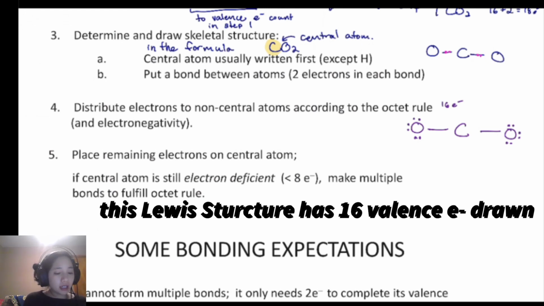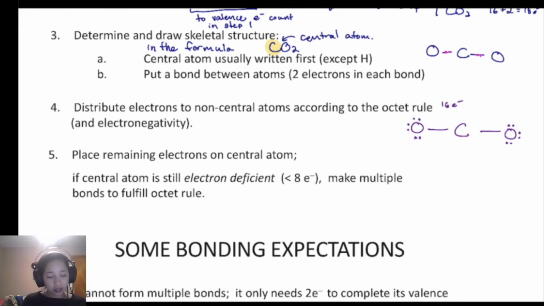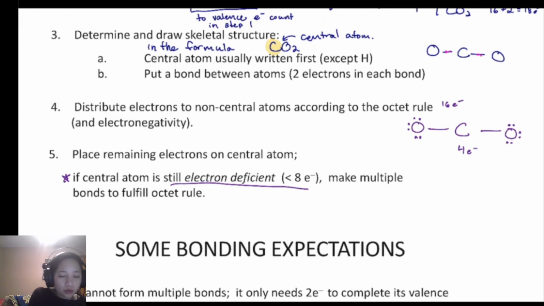So place remaining electrons on central atom. Well, we have no extra electrons. But look at this note here. If the central atom is still electron deficient, meaning that there's less than 8 electrons, make multiple bonds to fulfill the octet. So that's what we're going to do. This carbon only has 4 electrons. So if we move this electron pair here, this will add 2 electrons to carbon. And then also do the same thing here.